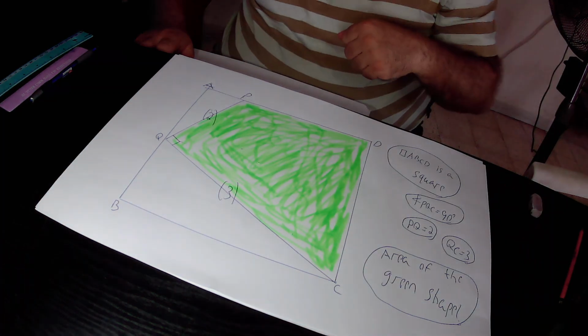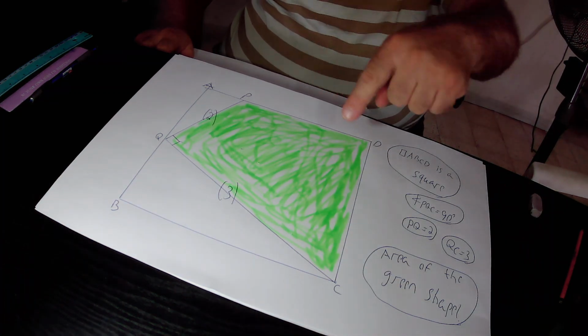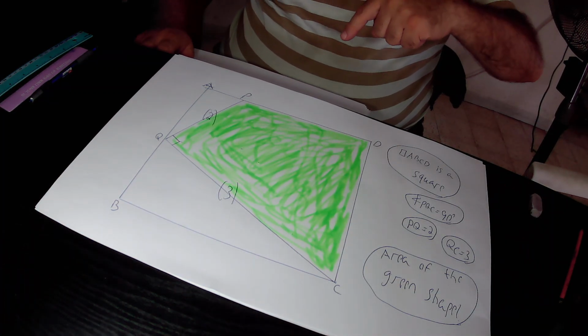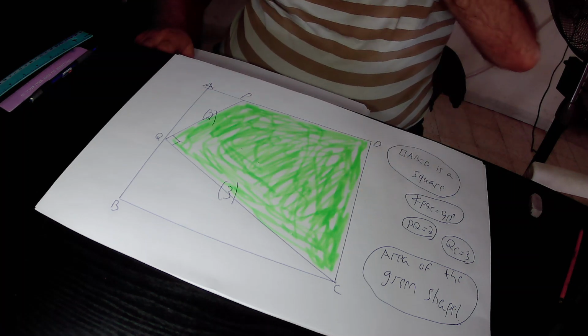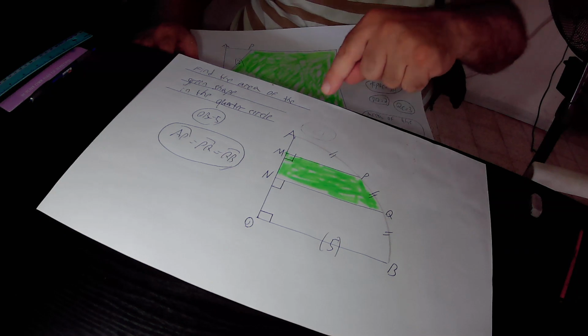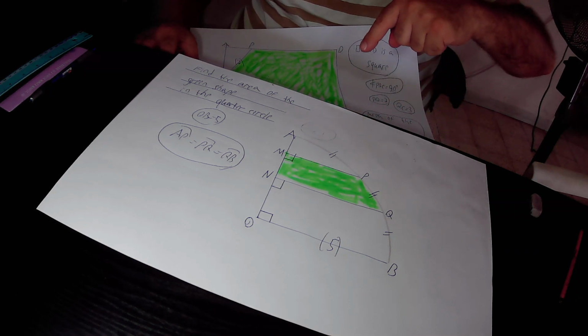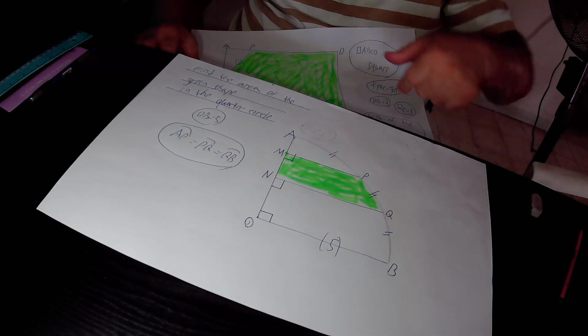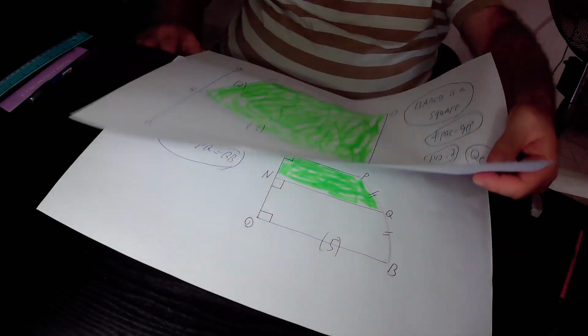Hello, in this lecture we'll answer two questions. In the first question, we'll find out the area of this green shape that is inside square ABCD. And in the second question, we'll find out the area of this green shape that is inside quarter circle AOB. So we start with the first question.